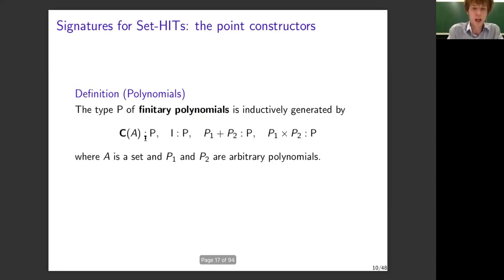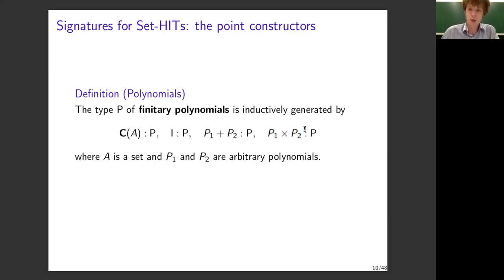So what are finitary polynomials? Well, a polynomial describes or represents a functor on sets. And it's not just any functor, it has to be one of the following four constructors. Either it is a constant functor, so constantly a set A, or it is the identity functor I. It could be a pointwise sum or a pointwise product. So the type of polynomials is inductively generated by these four constructors.